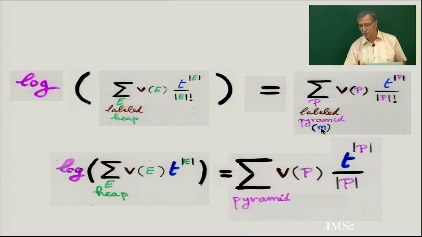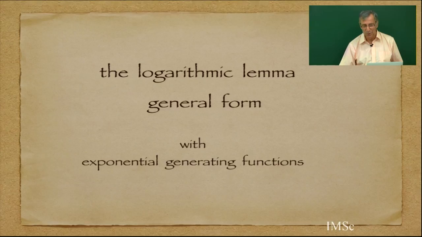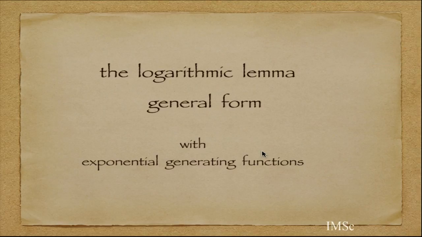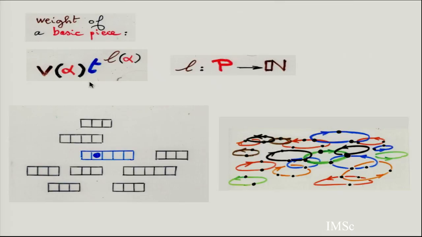Now, to finish this class, I will do the logarithmic lemma with exponential generating functions in a general form. So you see, I go back: the weight of a basic piece was the weight t to the power of the length, an abstract length. There was a function L of alpha, which on my 2 examples was the number of cells of the segment, or the number of vertices of each cycle.